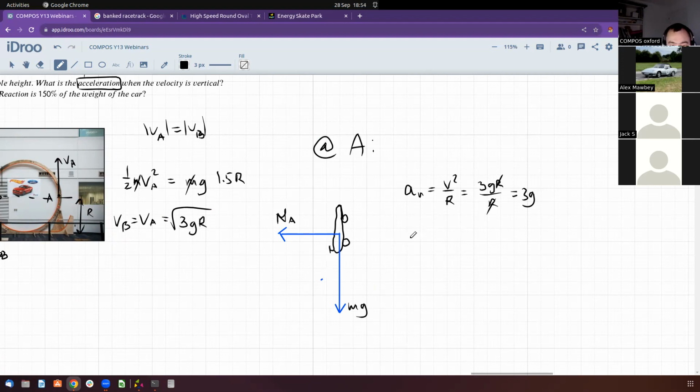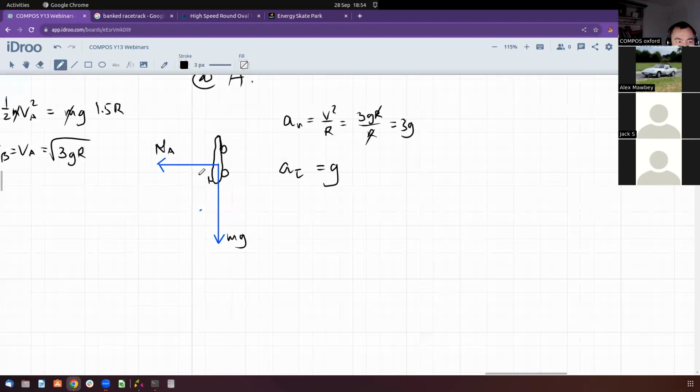And the tangential acceleration, because there's only one force acting vertically, is equal to g. This is the vertical acceleration. Since you have two accelerations, you have the normal acceleration, which is towards the center of the loop, and you have the tangential acceleration. So normal acceleration is 3g. It's hard for me to believe that it is 3g, I'm drawing it so short. So it's actually like this, and this is smaller, and this is equal to g.